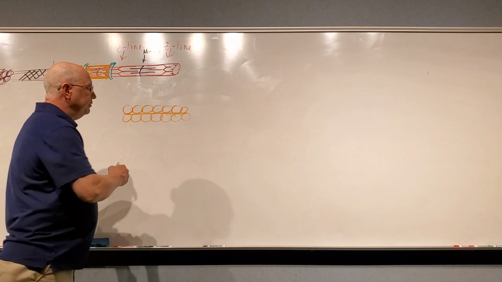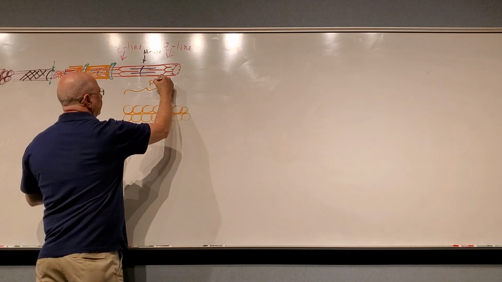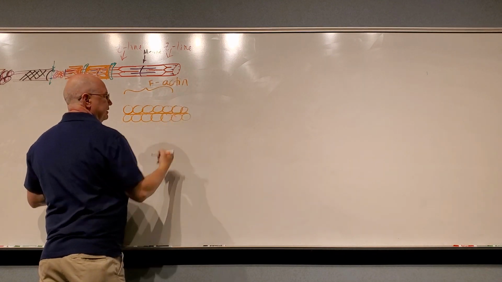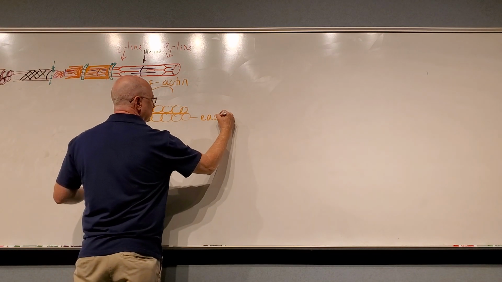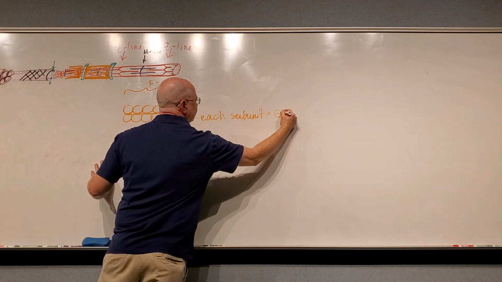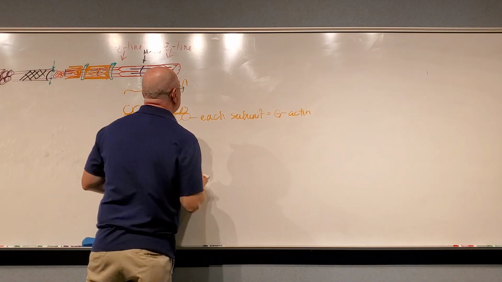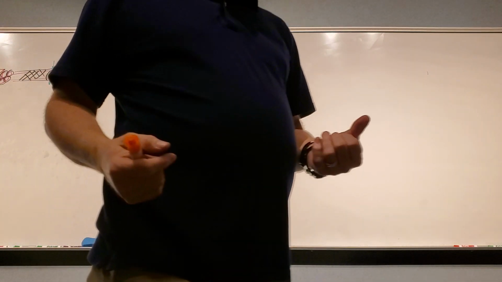This whole piece here is called F-actin. Each individual subunit is called a G-actin molecule. So one F-actin molecule is made up of a number of G-actin molecules.